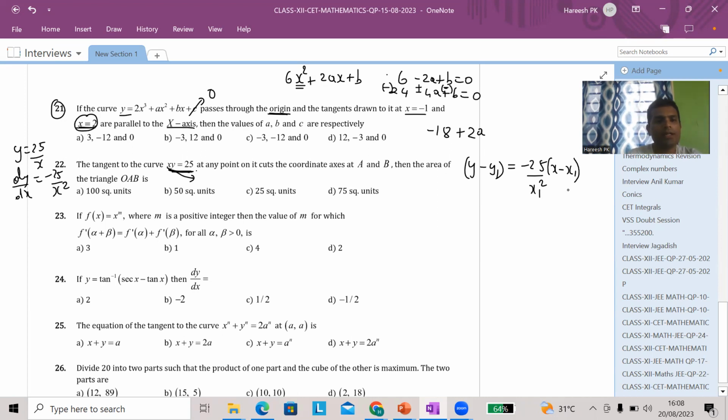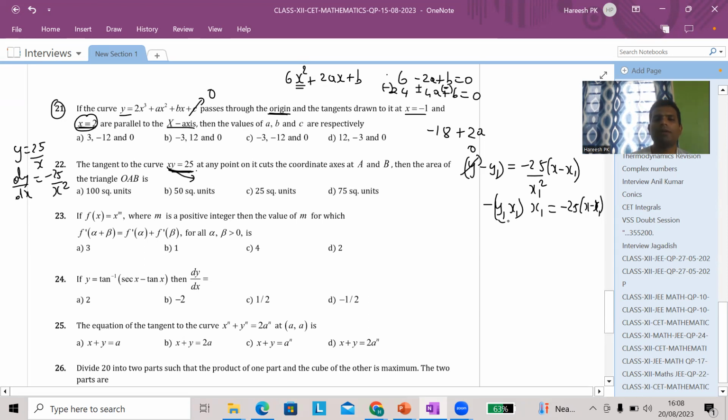Now where does it cut the x-axis? So to find out where it cuts x-axis, you should put y as 0. So now when I put y as 0, I'll end up getting minus y1 into x1 is minus 25 into x minus x1.